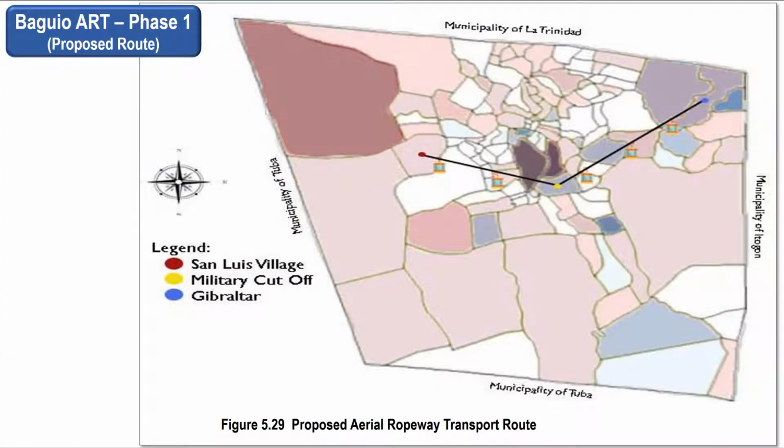Based on the origin and destination trips of the resident and tourist respondents, the proposed route is a single line that runs through the barangays of San Luis Village, Military Cutoff, and Gibraltar. The ART allows accessibility to these areas with large populations and high demands. This alignment is likely not the most efficient since no benefit cost analysis was made as a part of the study. This could not be done due to time limitations.